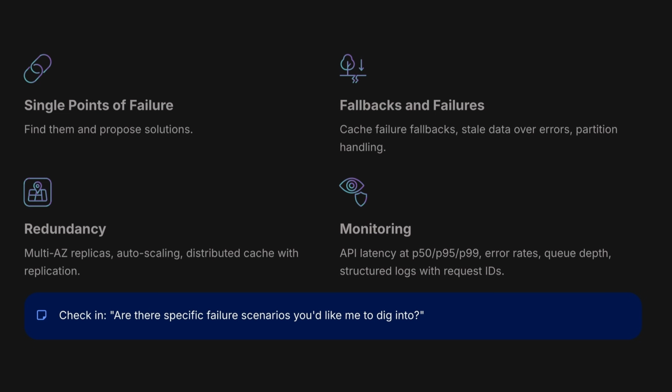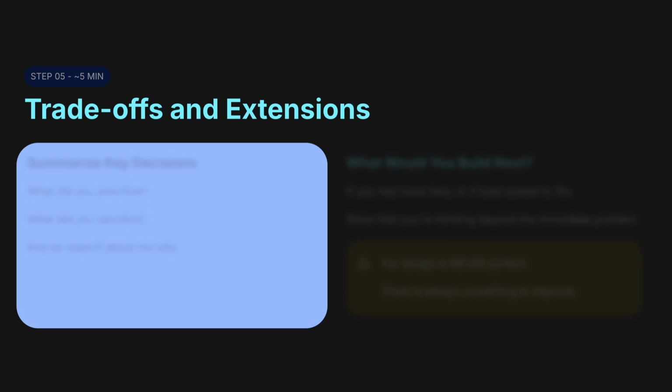And again, it is always a good idea to check in with the interviewer whether there are specific failure scenarios, for example, if you were discussing failures, that they would like you to address. And same goes for high-level design, whether you covered everything they were looking for, and same goes for database and API design. The last part is where you can expect to discuss trade-offs and extensions.